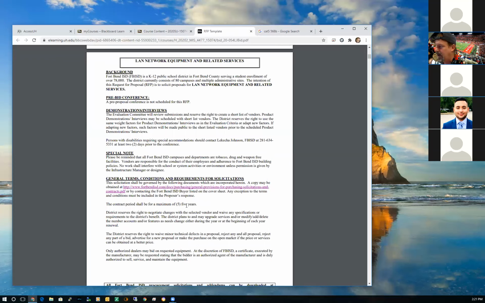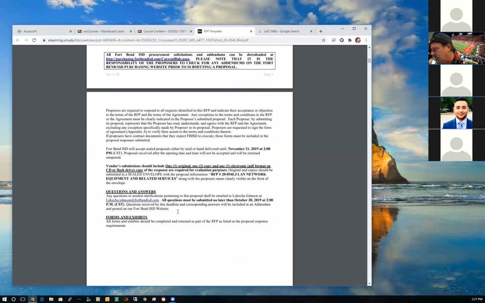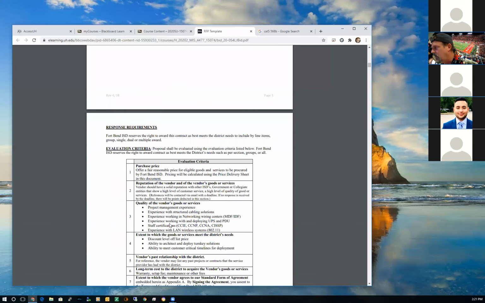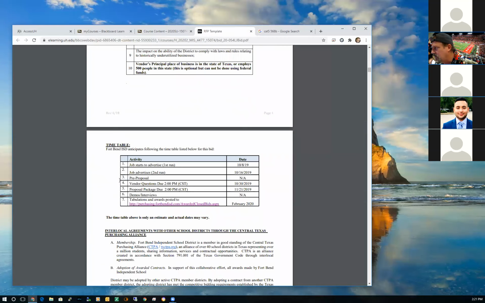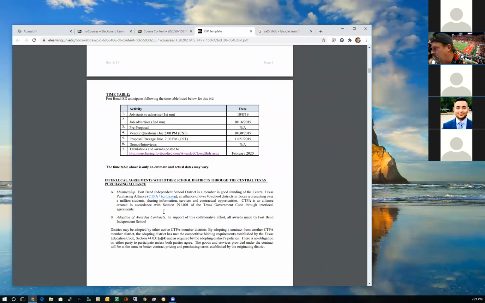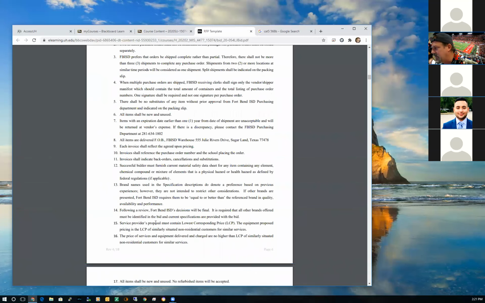It's very important that the entity describe to the vendor as well as they can what the criteria is for who's going to get the bid and what they're looking for. Here's the evaluation criteria, as I mentioned. Interlocal agreements, special terms and conditions, if any.